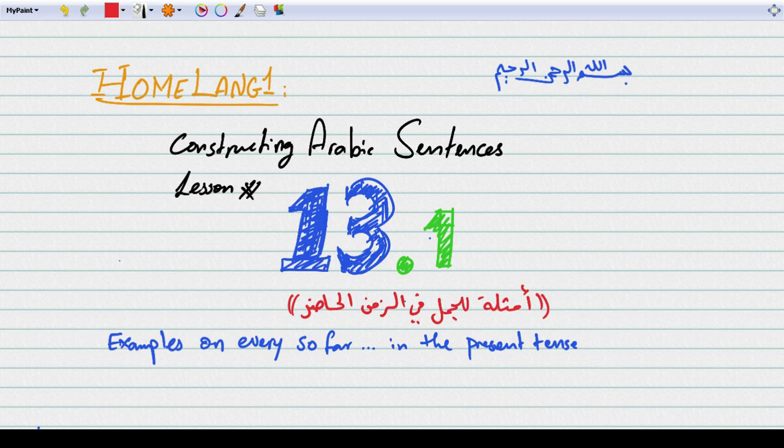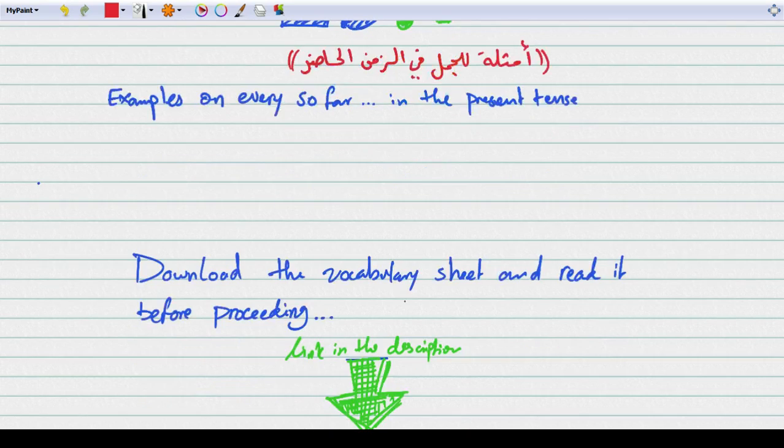So in these lessons, we're going to give examples of what we've studied so far on constructing Arabic sentences, and concentrate maybe a bit on what we had in the last few lessons, namely the possessive structure, prepositions, and pronouns.